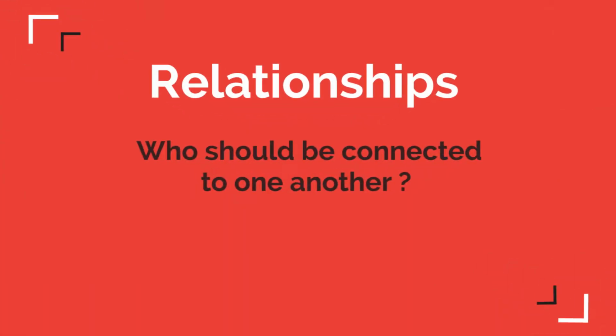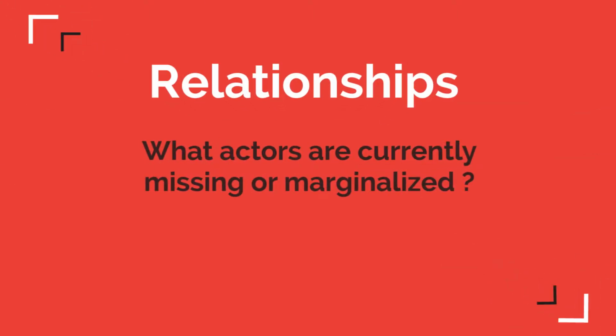Who? You will also want workshop participants to think through how relationships should look in the future. Who should be connected to one another? How should specific actors be connected? For example, frequently or infrequently, through first, second, or third degrees. Again, ask what actors should be a part of the system who may be currently missing or marginalized, and how should they be connected to others in the system.